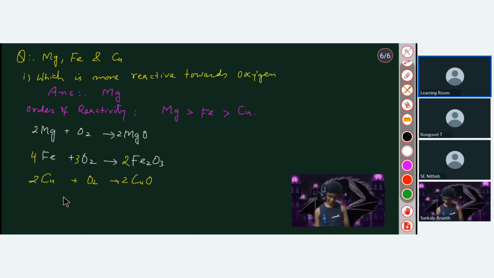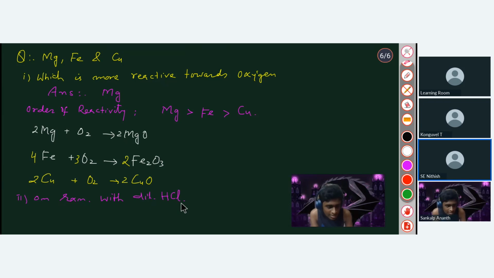Now, can you tell me that if these three metals are just treated with dilute hydrochloric acid, what will be the product? Magnesium on reaction with dilute hydrochloric acid, HCl. What do you expect? Sir, it's Mg plus HCl.